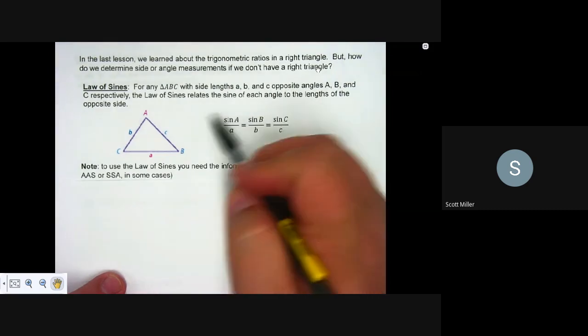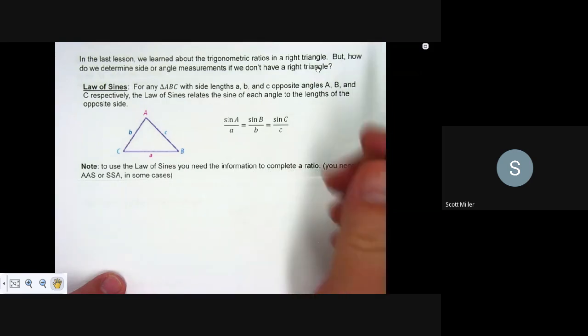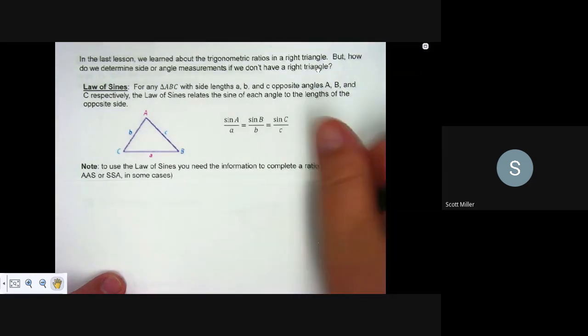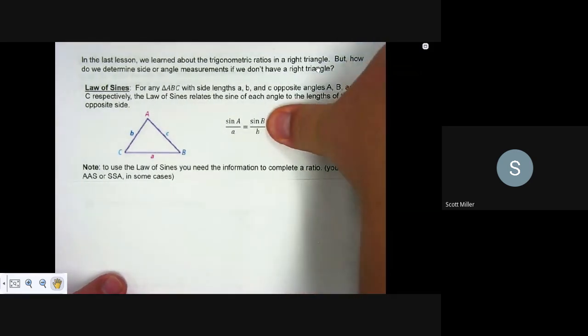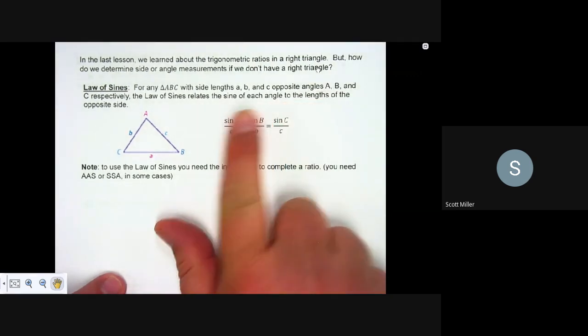Okay, so that means we can use this to help us find angles and side lengths. You will not use all three at the same time. You only use two of the ratios, so it sets up a proportion at any one particular moment, depending on the information that is given to you.